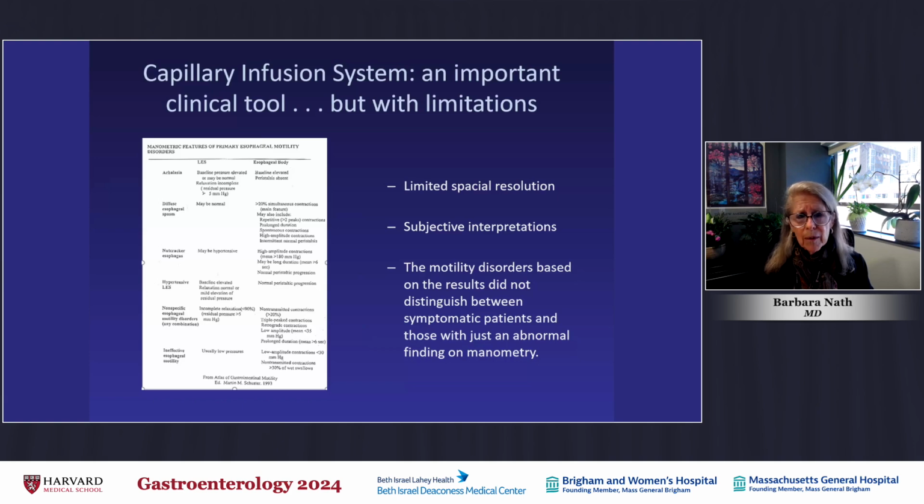And there were several problems with the system. First was that the spatial resolution was very limited. The 7 sensor ports were just scattered across the whole esophagus, so very far apart. The interpretations were subjective. And probably even most important, the motility disorders that were based on the results did not distinguish between symptomatic patients and patients who might just have an abnormal finding on manometry.